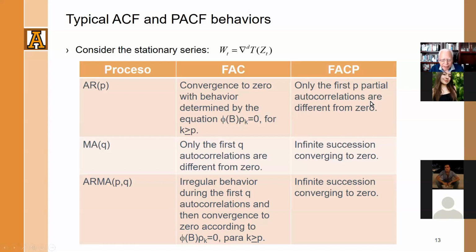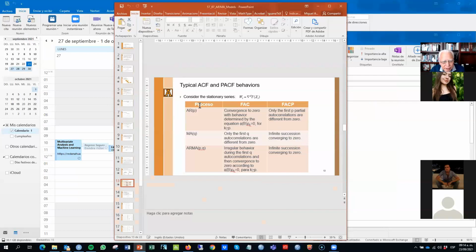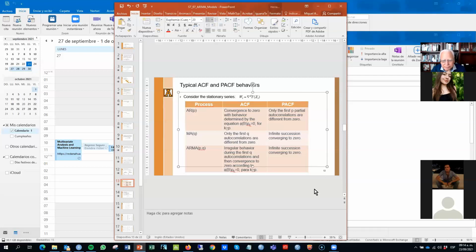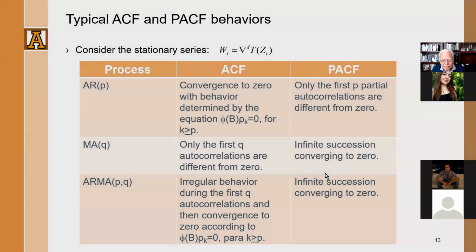Now for an MA, we already saw that only the first q autocorrelations are different from 0. And the PACF is an infinite succession that converges to 0. So that's a clear indication when something is a purely AR model or a pure MA model.